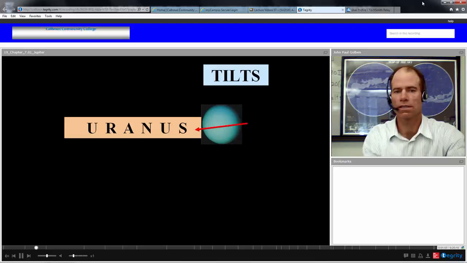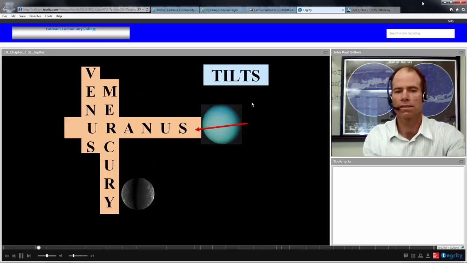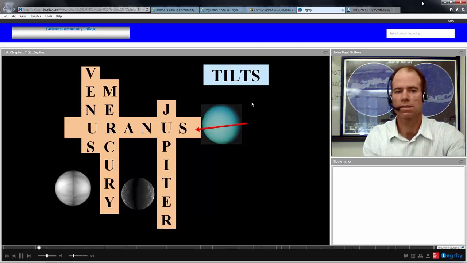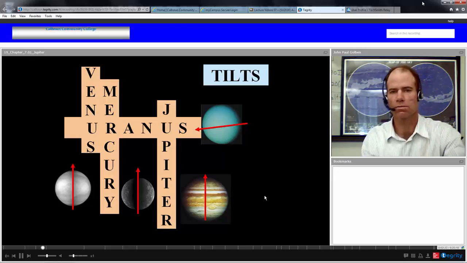If we look at the planet Uranus, it's tilted on its side by 98 degrees. But if we look at Mercury and Venus and Jupiter, they're all straight up and down tilts. So Uranus being different from the other 3, these 3 having straight up and down, no axis tilt at all.